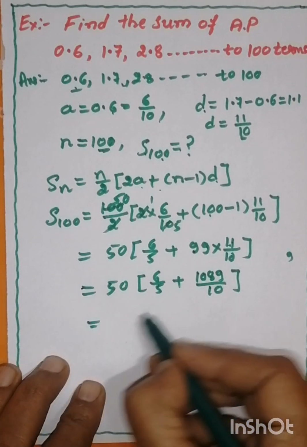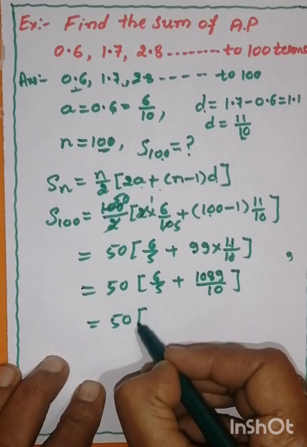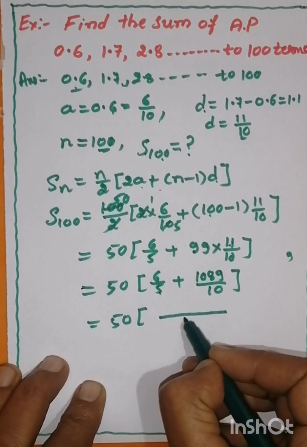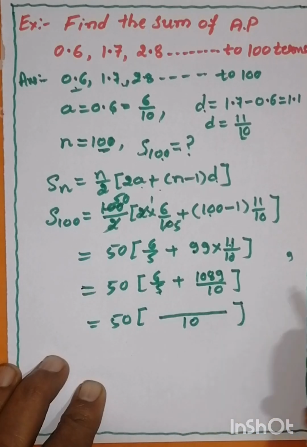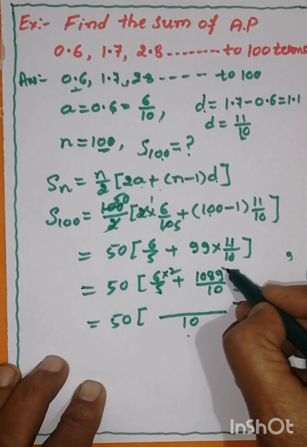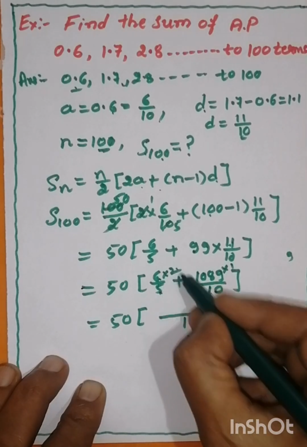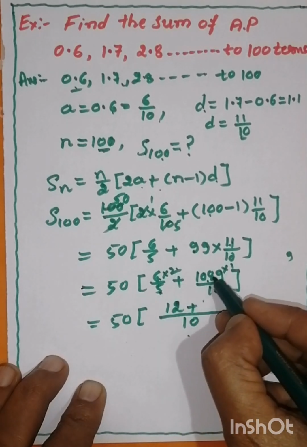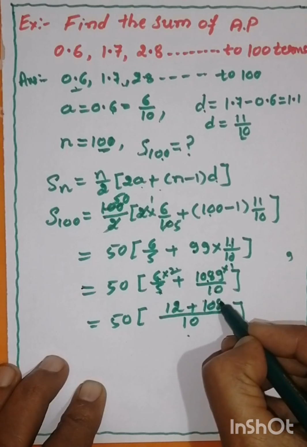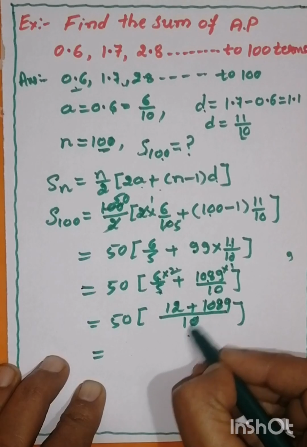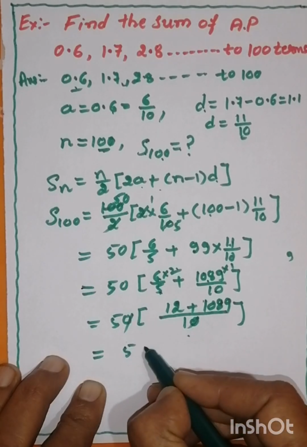Now 50 as it is. Here take the LCM of 5 and 10. LCM is 10. Now 5 2s are 10, 10 1s are 10, 6 2s are 12, plus 1089 into 1 is 1089. Now the 0 and 0 get cancelled.